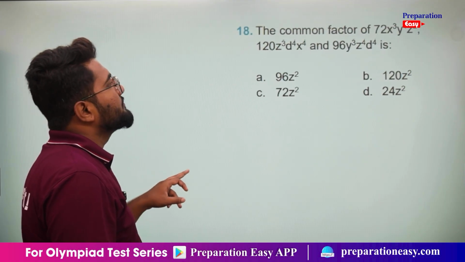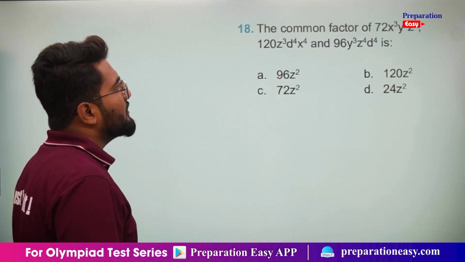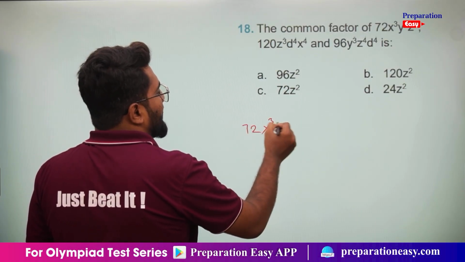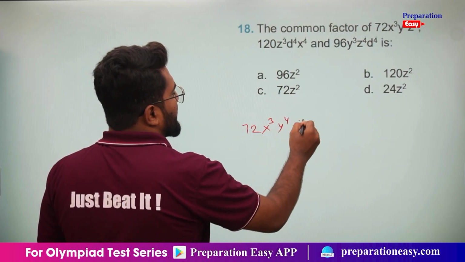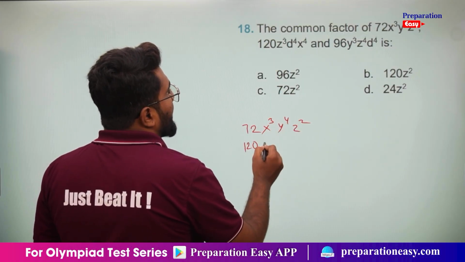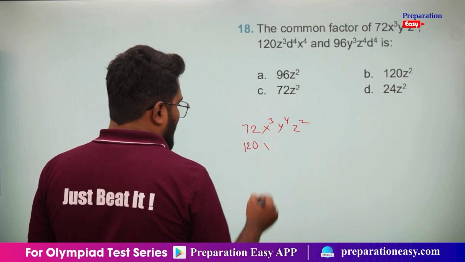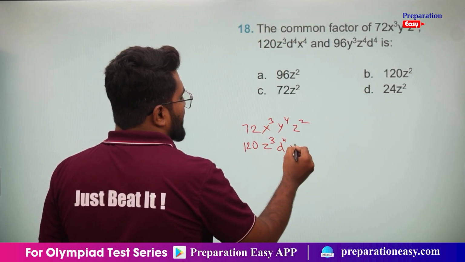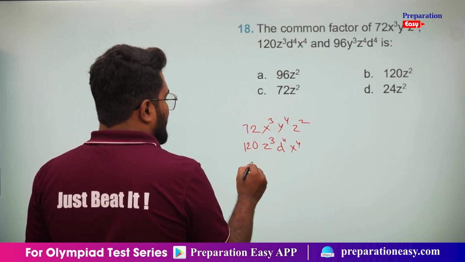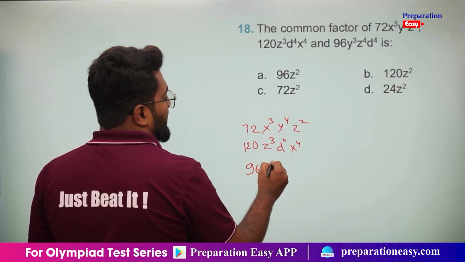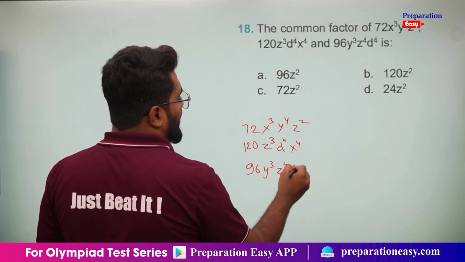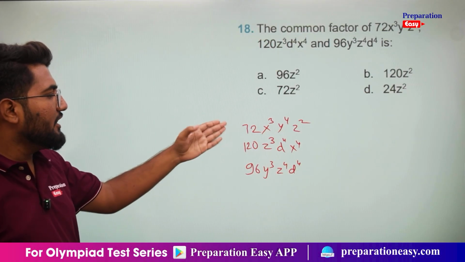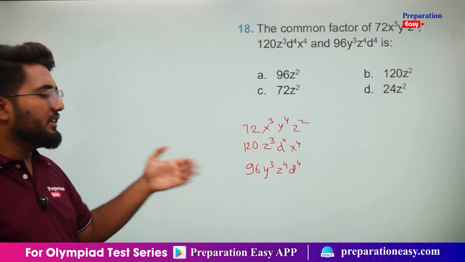Question number 18. We have to find the common factor. The numbers are 72 x power 3, y power 4, z power 2. Second number is 120 z power 3, d power 4, x power 4, and 96 y power 3, z power 4 and d power 4. We have to find the HCF. So before finding HCF, we have to find the prime factors of 72, 120 and 96.